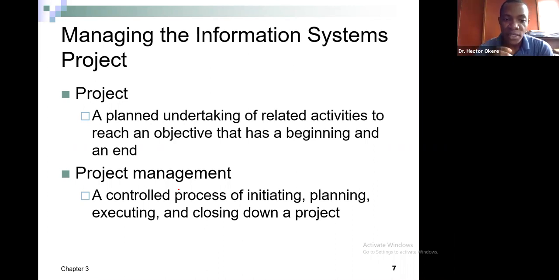So project management is a controlled process. It's a process to manage this entire activity, starting from the initiation phase, planning phase, execution, and close down. So project management has 4 phases: initiation, planning, execution, and close down. All right, remember that.